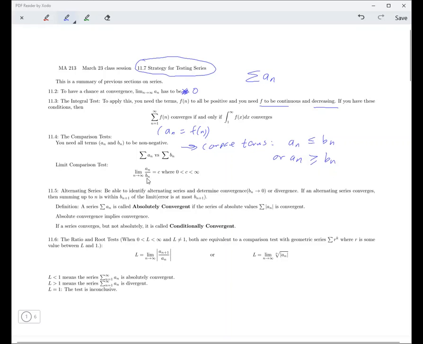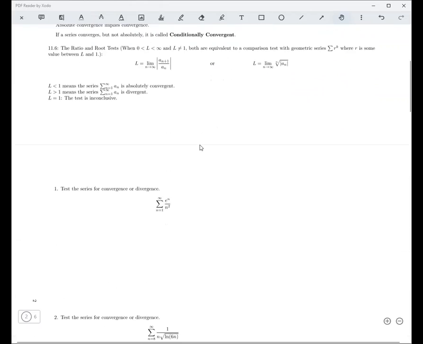And then there's the limit comparison test. We've gone over those things: alternating series, absolute and conditional convergence, and then we just recently did the ratio and root tests. So we're kind of good on those. Okay, so let's get into the exercises.